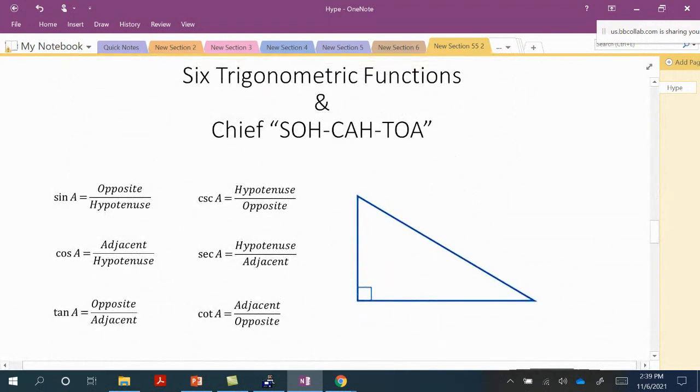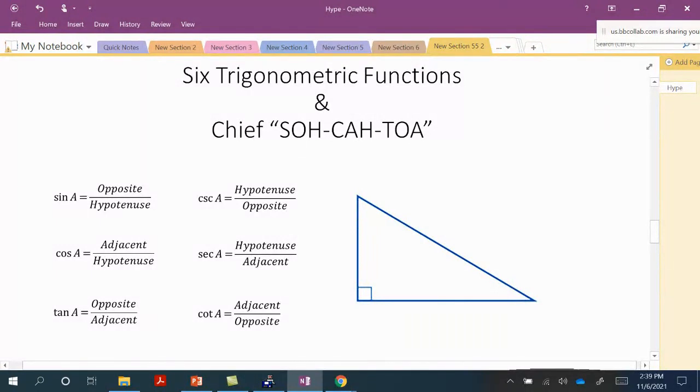Now we'll take a look at the 6 trig functions and Chief Sokotoa. Chief Sokotoa is simply a mnemonic device to help one memorize the 6 trig functions. So let's take a look at these 6 trig functions. Here we have the 6 trig functions laid out: the sine, cosine, tangent, and their reciprocals.